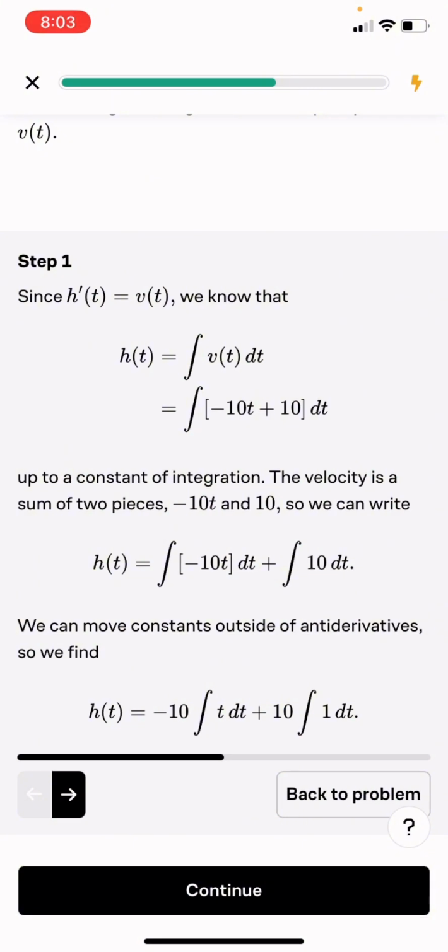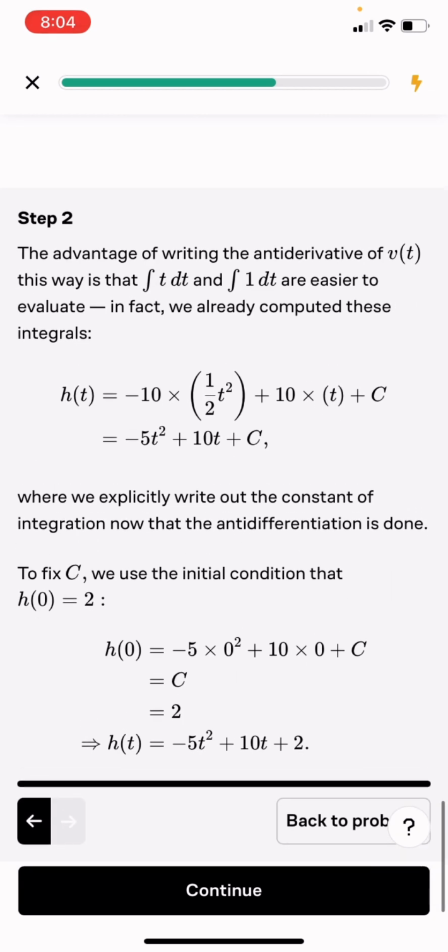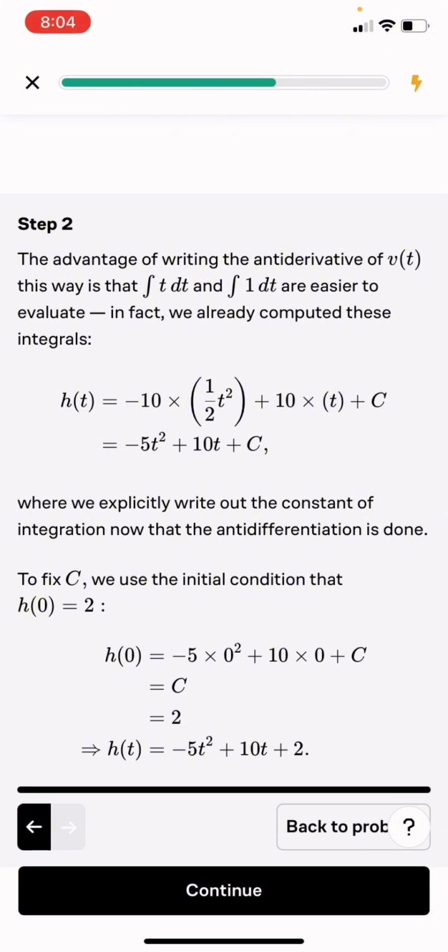Since h prime(t) equals v(t), we know that h(t) equals the integral of v(t) dt, which equals the integral of negative 10t plus 10 dt. Up to the constant of integration, the velocity is a sum of two pieces, negative 10t and 10. So you can write h(t) equals the integral of negative 10t dt plus the integral of 10 dt. We can move constants outside the antiderivatives, so we find h(t) equals negative 10 times the integral of t dt plus 10 times the integral of 1 dt. The advantage of writing the antiderivative of v(t) this way is that the integrals of t dt and 1 dt are easier to evaluate. In fact, we already computed these integrals.